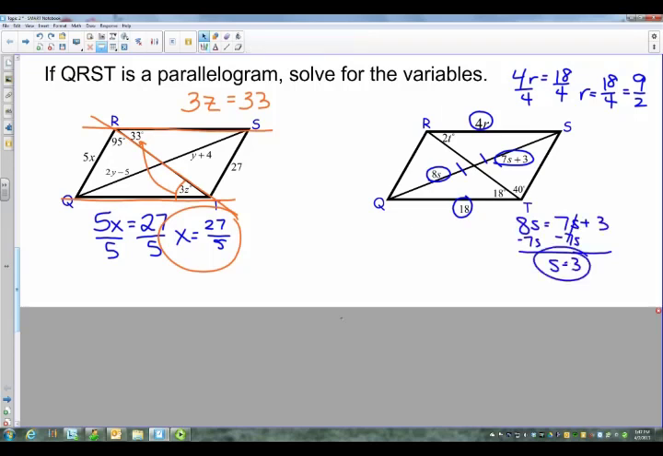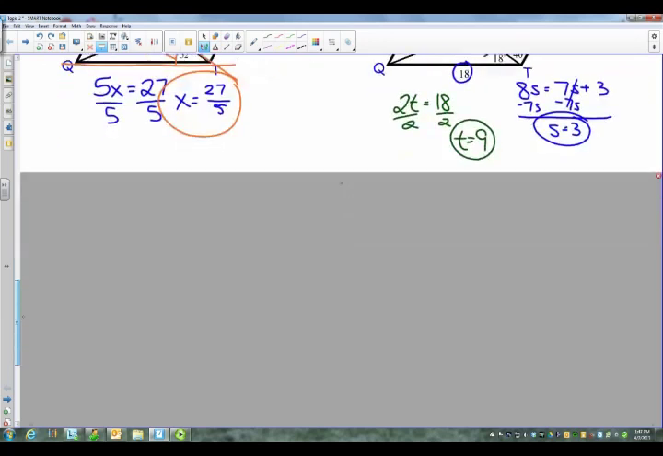There's your second one. And finally, here's 2t. Well, 2t is going to be an alternate interior with 18. So 2t equals 18. Divide by 2. And t equals 9. And there you go. Alright, so that's how you can work through these problems using some of these properties and theorems.